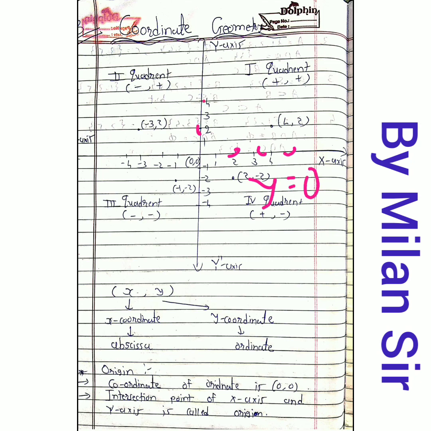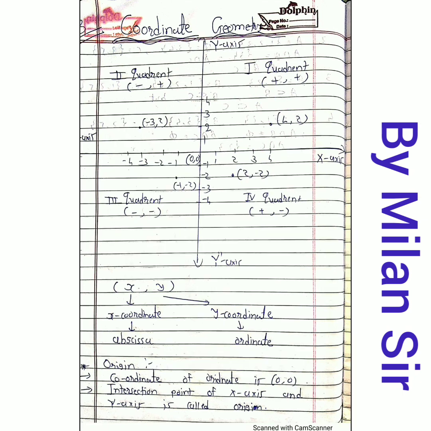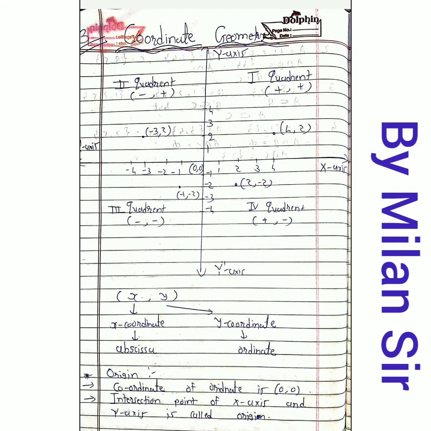If our point lies on the y-axis, then the x coordinate is 0. If our line is parallel to the y-axis, then x is constant, and if our line is parallel to the x-axis, then the y coordinate is constant.